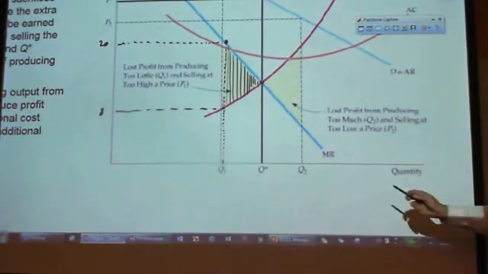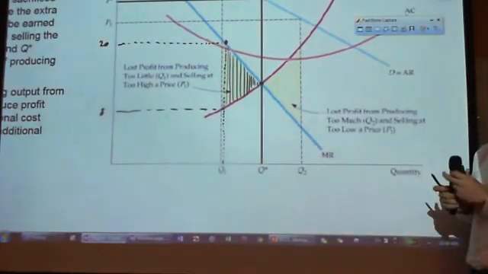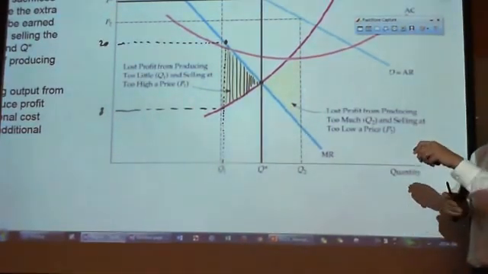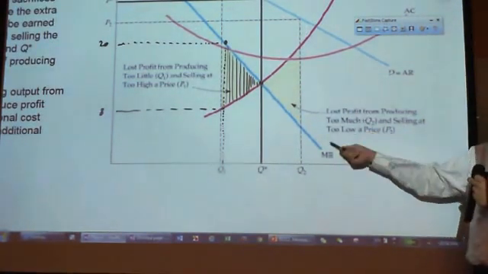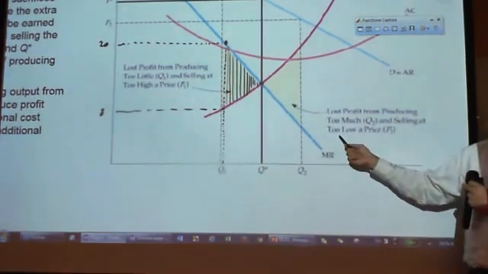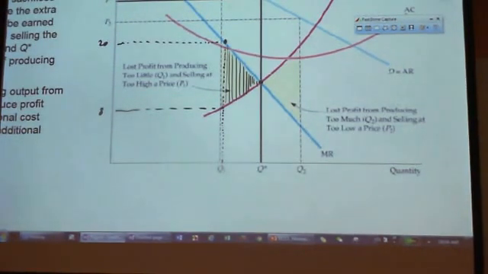Okay, now how about Q2? If I produce too much and charge too little, if I produce Q2, the demand curve suggests that given Q2, the price should be P2. Producing too much and selling at too low a price, too low compared to P star, is not a good idea. Why? Can you explain something like I just said? If I produce Q2, what would happen?